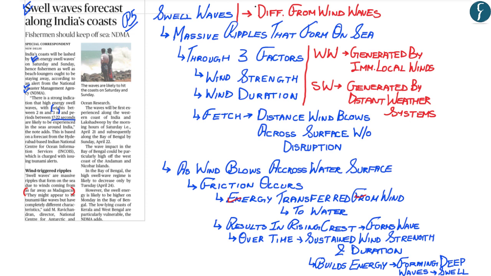Now hopefully you have also understood the difference between swell waves and wind waves, wherein wind waves are generated by immediate local winds, while swell waves are generated by distant weather systems, which in the recent case highlighted in this article, have been generated as far away as Madagascar. Now hopefully you have understood what swell waves are. And so with this we move on to the next article.